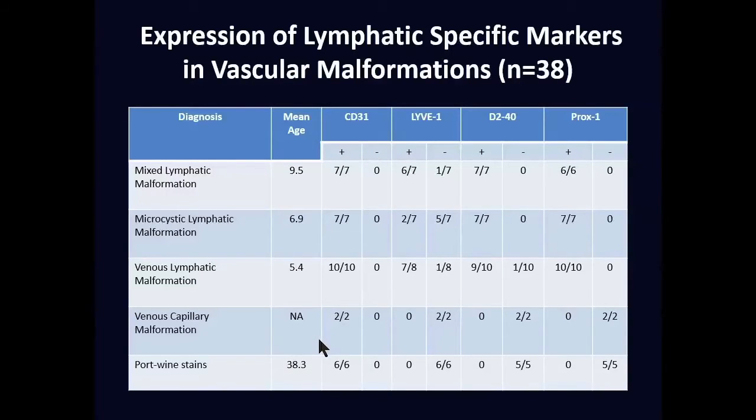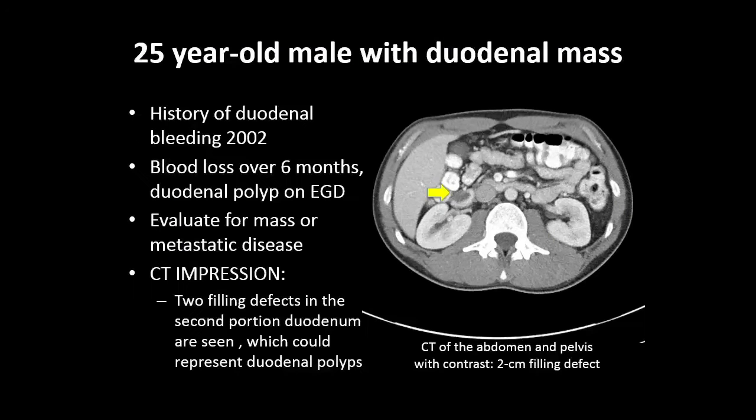But this is in great contrast to venous capillary malformations, which were completely negative for any of the lymphatic markers, and of course, port wine stains. Port wine stains, I don't have a picture to show you, but of course, you'd expect lymphatic markers not to be expressed in port wine stain because port wine stain is purely a blood vessel problem.